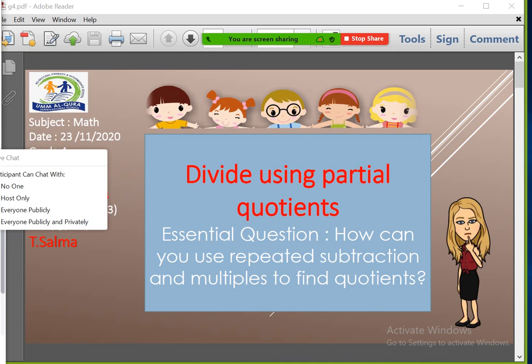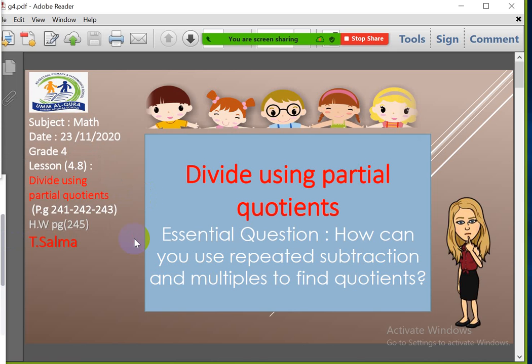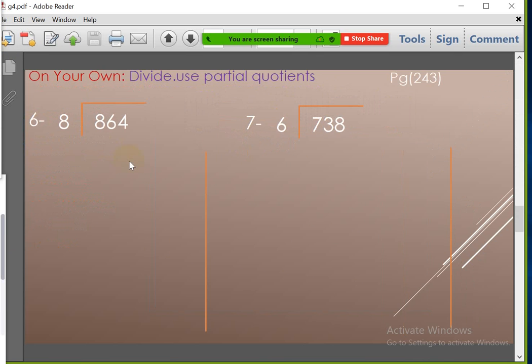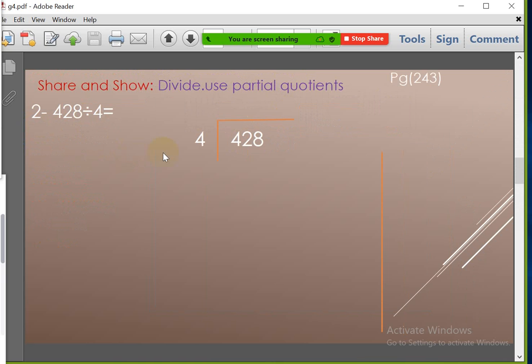So, girls, today we'll continue the lesson that we started yesterday, which is dividing by using partial quotient. We stopped on page 243. I think we solved number 1 and number 2.